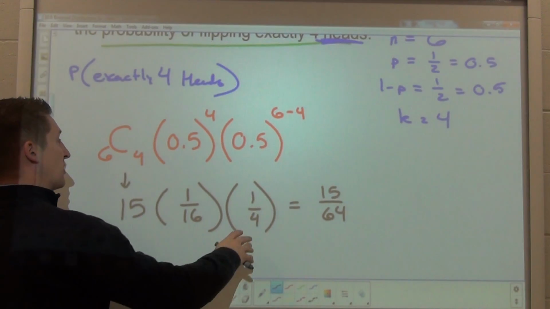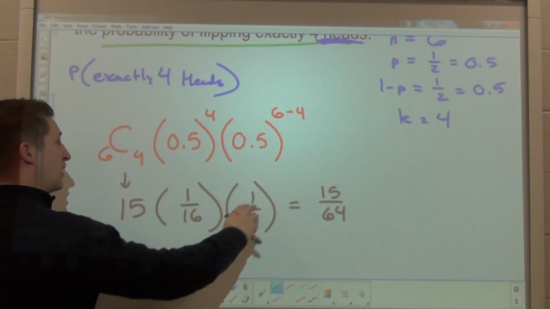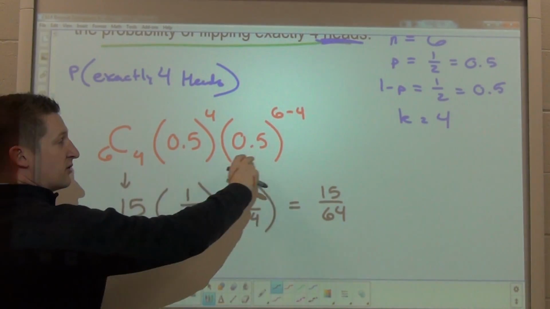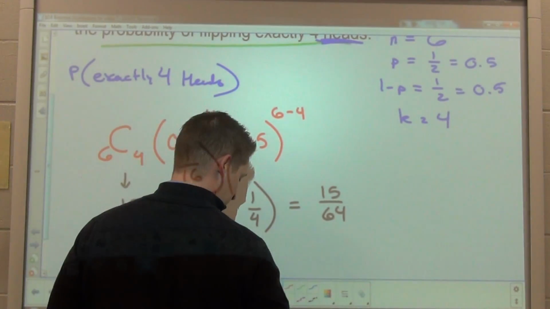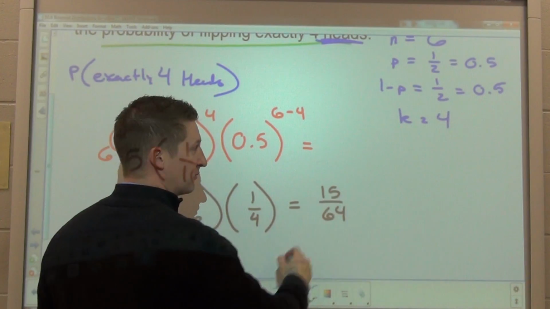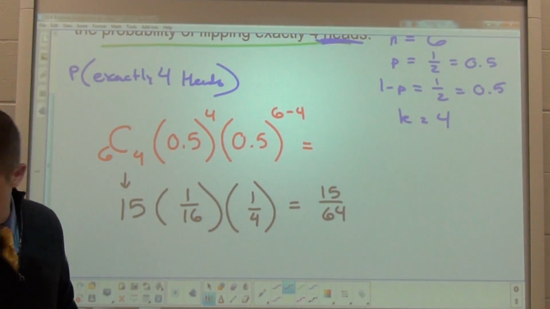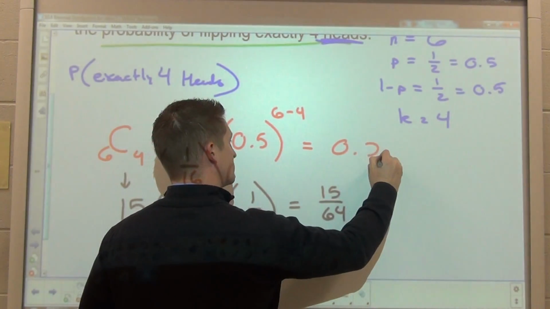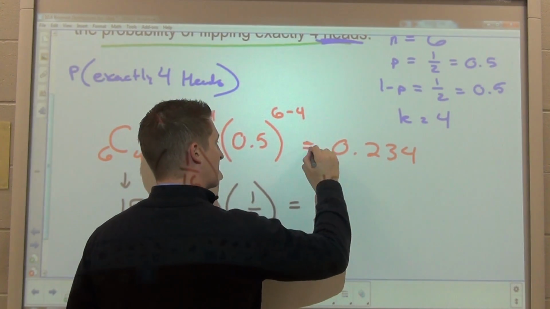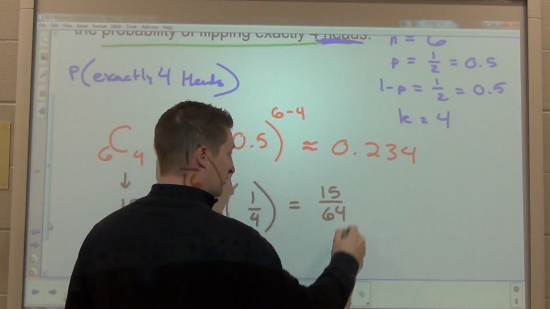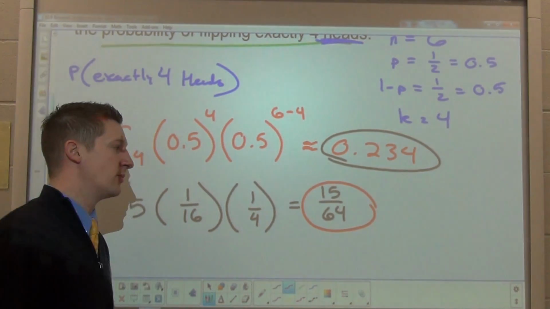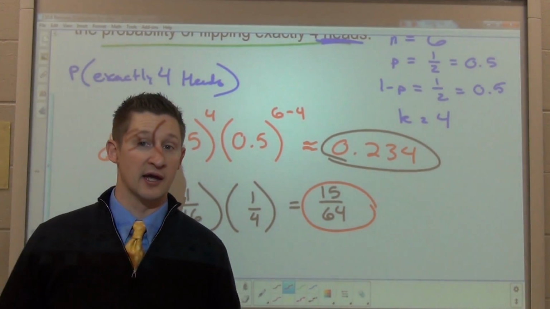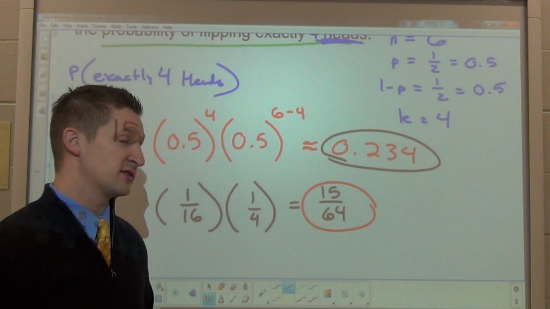And if you were to type in the expression right here, if you're very careful with your parentheses and things like that, if you type in this whole expression and get a decimal, that decimal would be rounded to 3 decimal places, 0.234. So that's, again, an approximation, but either of these would be acceptable answers, my decimal or my fraction. There's the probability of getting exactly 4 heads if you're flipping 6 coins.